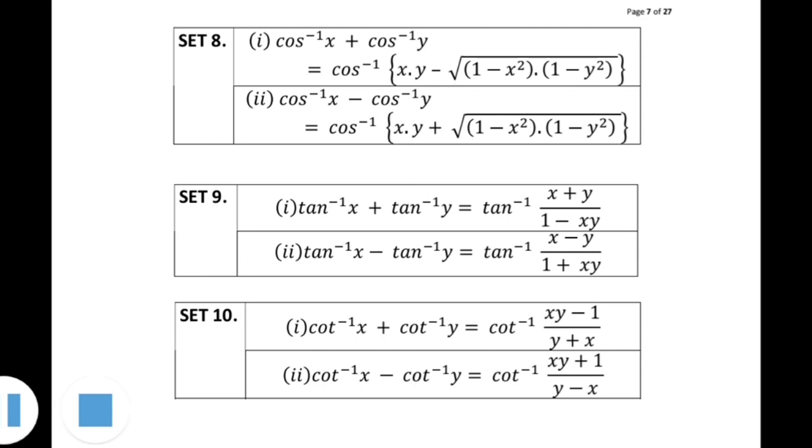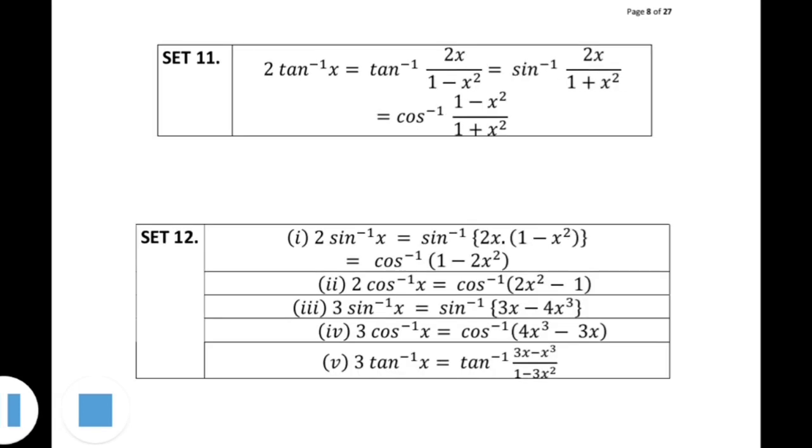Set 10. Cot inverse x plus cot inverse y equals cot inverse of (xy minus 1) whole divided by (y plus x), and secondly, cot inverse x minus cot inverse y equals cot inverse of (xy plus 1) whole divided by (y minus x).